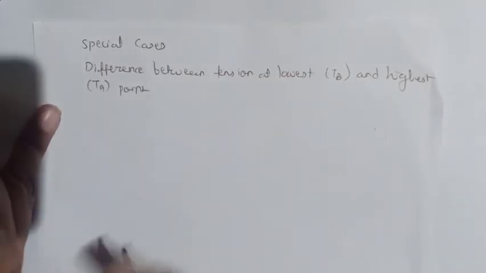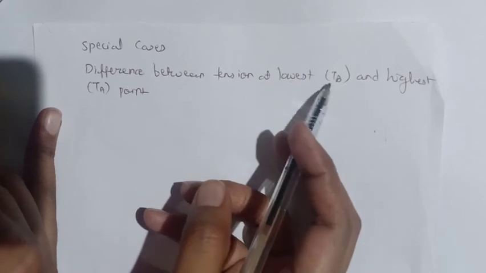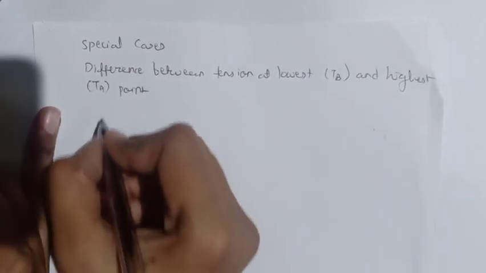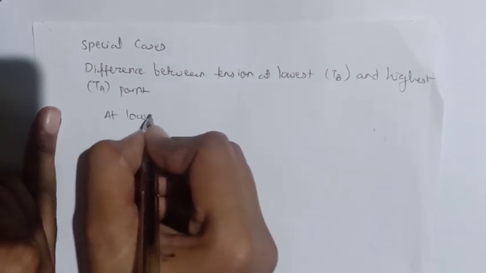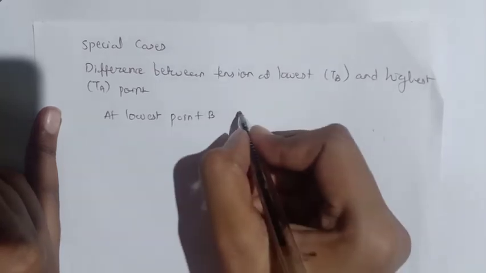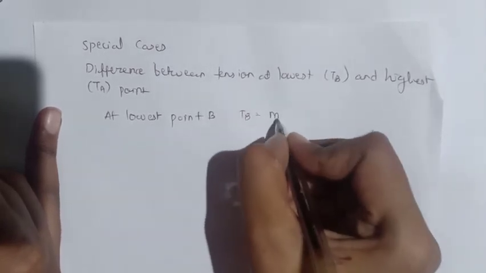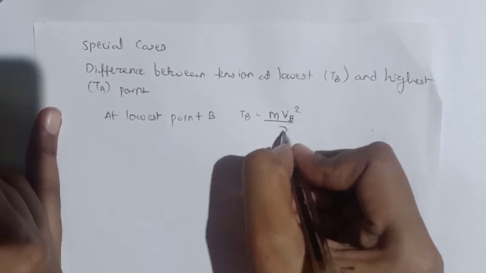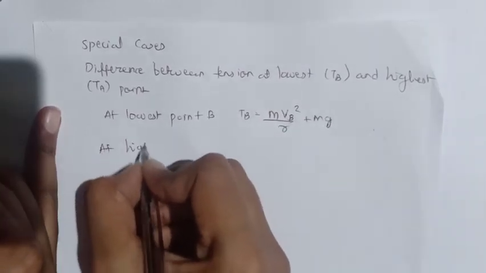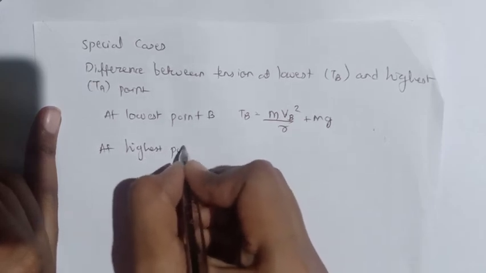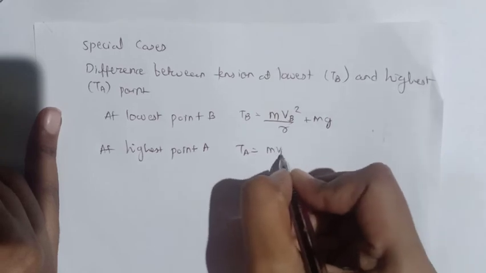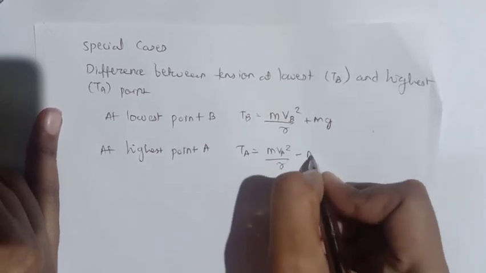Study some special cases, that is the difference between tension at the lowest point, which is nothing but Tb, and at the highest point, which is nothing but Ta. So at the lowest point, point B, tension is given by Tb equals m Vb square divided by r plus mg, and at the highest point A, Ta is given by m Va square by r minus mg.